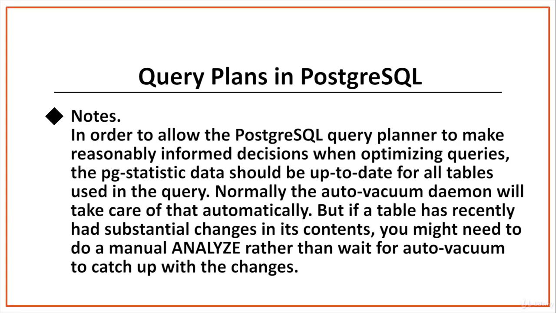Just a few notes. In order to allow the PostgreSQL query planner to make reasonably informed decisions when optimizing queries, the pg_statistic data should be up to date for all tables used in the query. Normally, the autovacuum daemon will take care of that automatically. But if a table has recently had substantial changes in its contents, you might need to do a manual ANALYZE rather than wait for autovacuum to catch up with the changes.